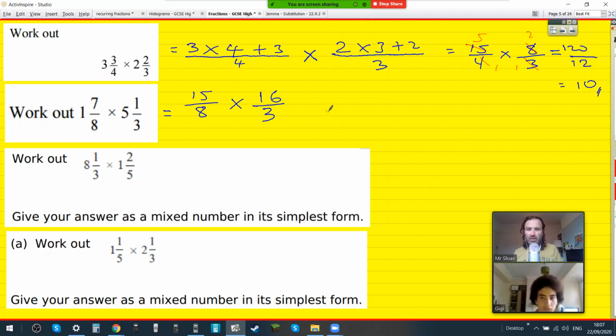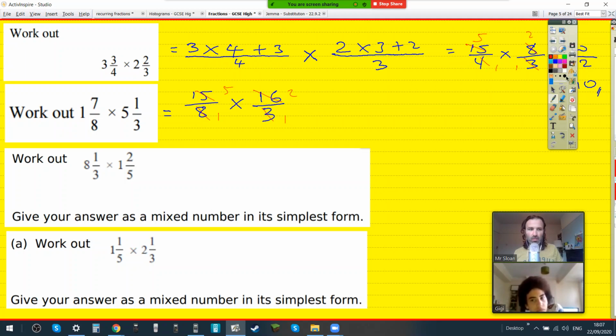So anything similar you can do with this one? And 16 would be 2 over 1. Mm-hmm. And 15 3 would be 5 over 1. So it would be 10 again. Oh, it's 10 again. All right. Okay, this one, it says give your answer as a mixed number in its simplest form. So this one won't give a whole number answer, I don't think.